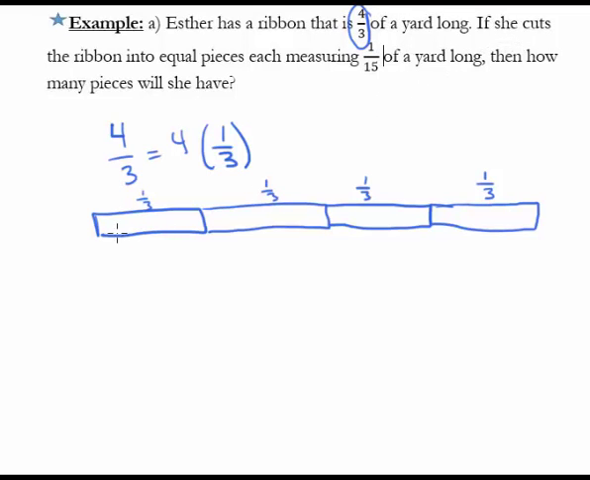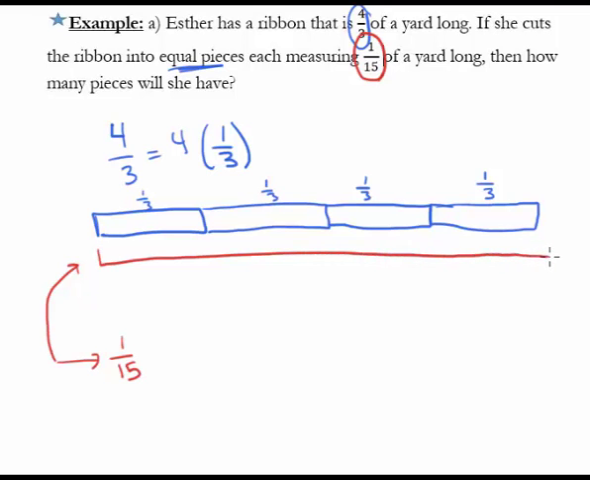If she cuts the whole ribbon into equal pieces, each measuring 1/15 of a yard, the question is, how many pieces will she have? So the idea is that here's something that is 1/15 of a yard, and we want to say how many of these fit into this whole length of ribbon. We can do that by asking how many 1/15 pieces are there in this piece, 1/3 of a piece, right?